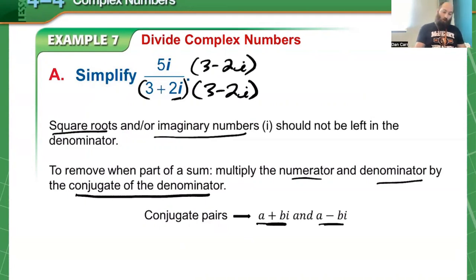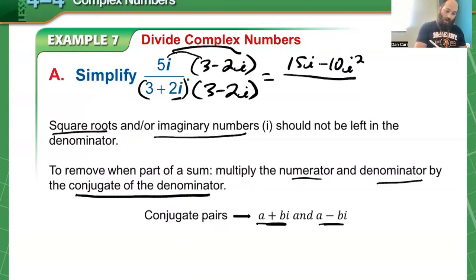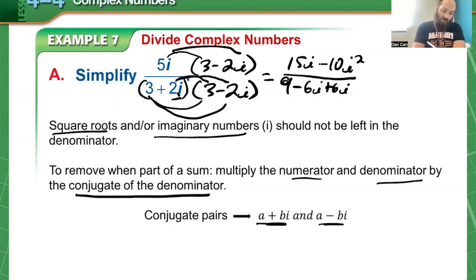So we'll start with the numerator. We've got 5i times 3 is 15i. And then 5i times a negative 2i is a negative 10i squared. Underneath, I'm going to have 3 times 3 is a 9. 3 times negative 2i is a negative 6i. Positive 2 times 3 is a positive 6i. And then positive 2 times a negative 2i is a negative 4i squared.